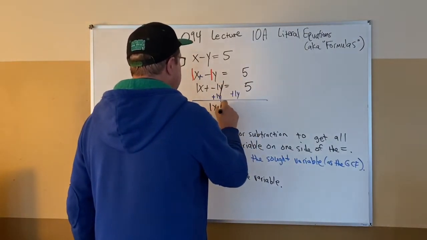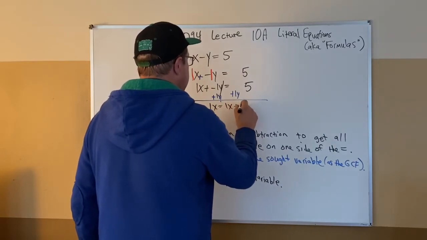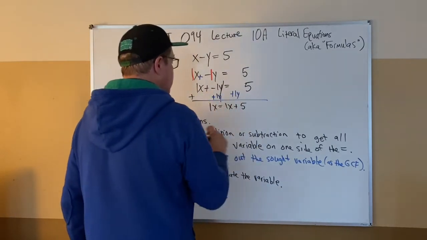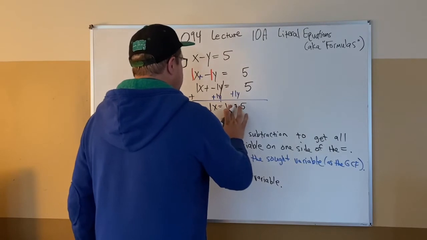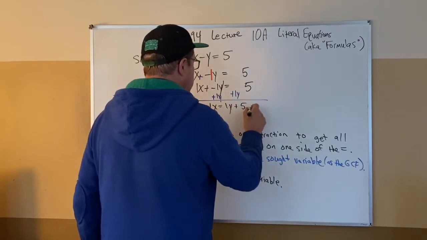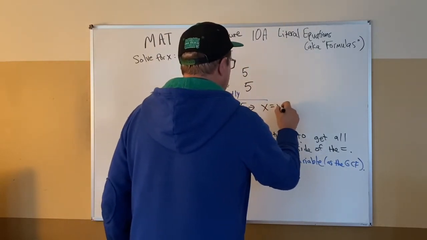This is going to be 1x equals 1y plus 5, because I did addition here. Commonly known as x equals y plus 5.